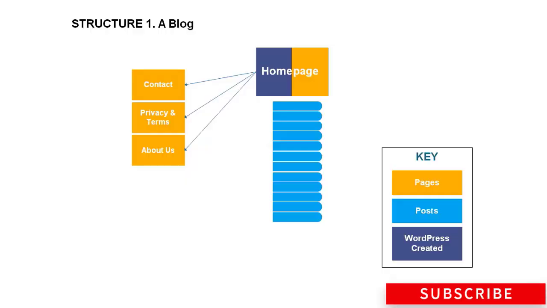The first one is a blog, and these diagrams I've updated to color code them so you can see which web pages are created using pages, which web pages are created using posts, and a third category, web pages that are created by WordPress.